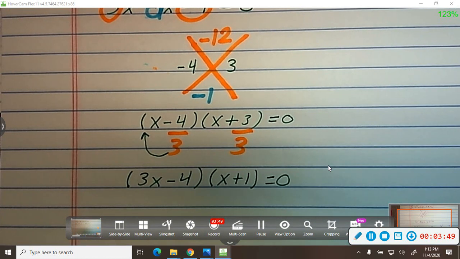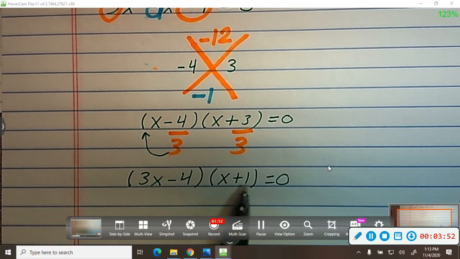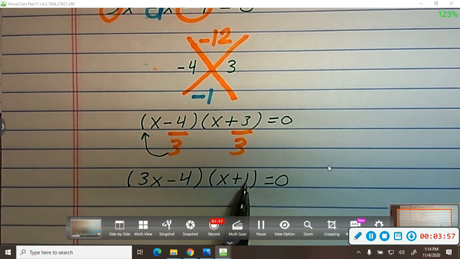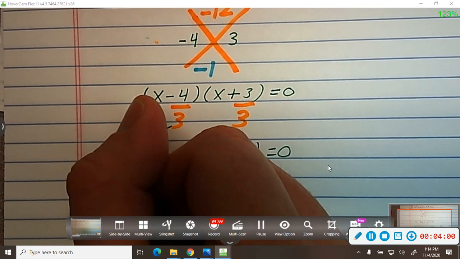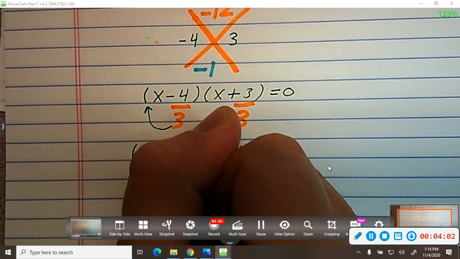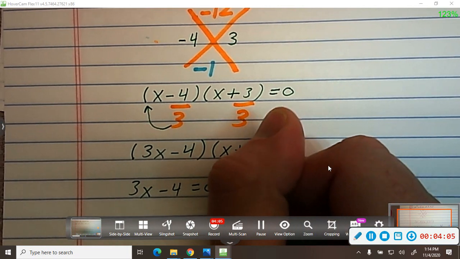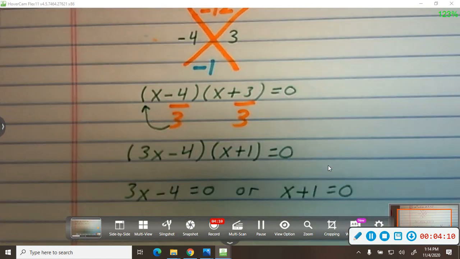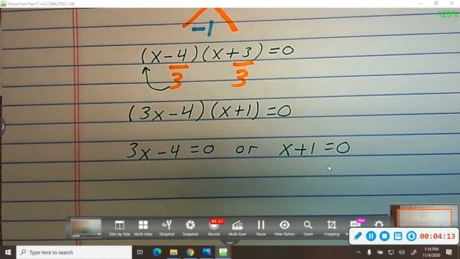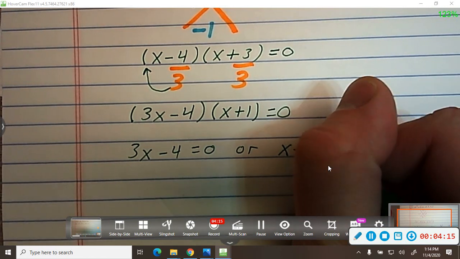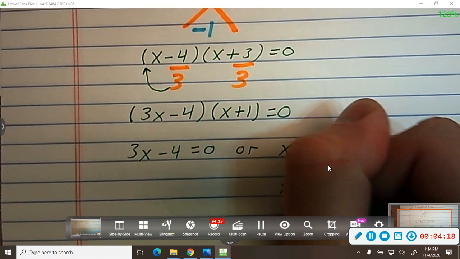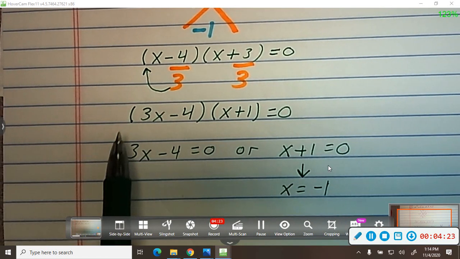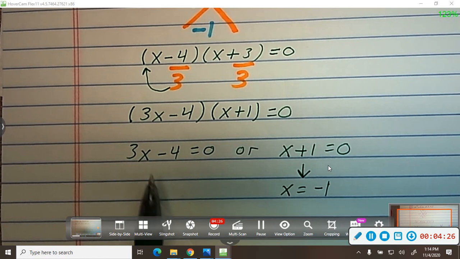And then by the zero product property, if this times this is 0, then either this whole thing is 0, or this is 0. So I'd say 3x minus 4 equals 0, or x plus 1 is 0. Now this one's pretty easy. That's x equals negative 1, because negative 1 plus 1 is 0. This one's a little more tricky. 3 times what minus 4 is 0.